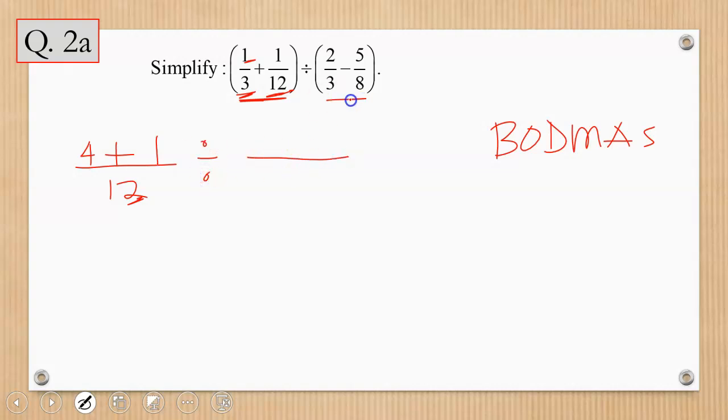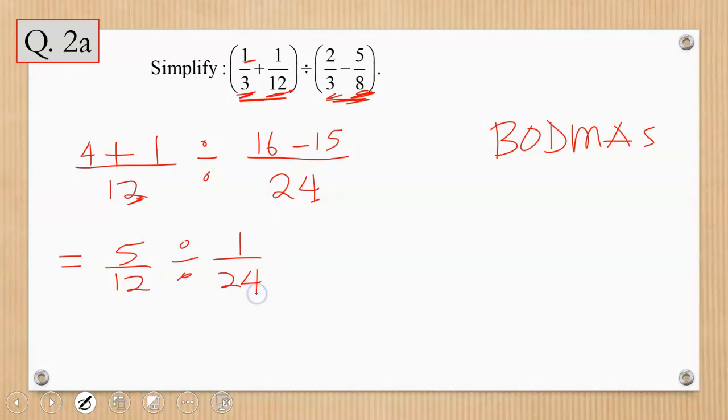Then we find the LCM for the second term. Again, there we have 3 and 8. The LCM is going to be 24. So 3 can divide 24 as 8, and 8 times 2 is 16. Minus 8 can also divide 24 as 3, and 3 times 5 is 15. So we can simplify this. The left hand side, we have 5 divided by 12, divided by the right hand, we have 16 minus 15 is 1, divided by 24.